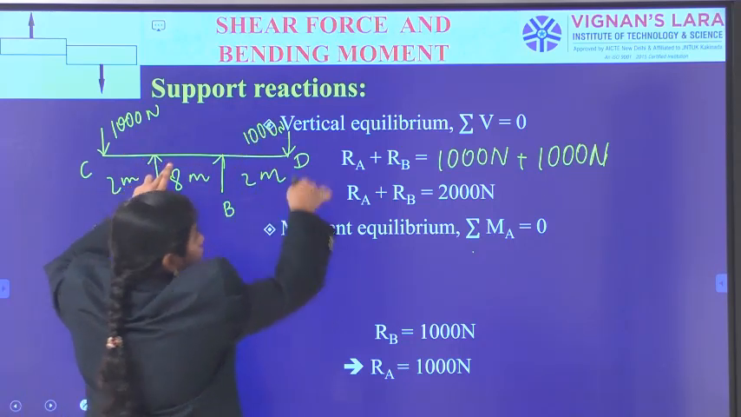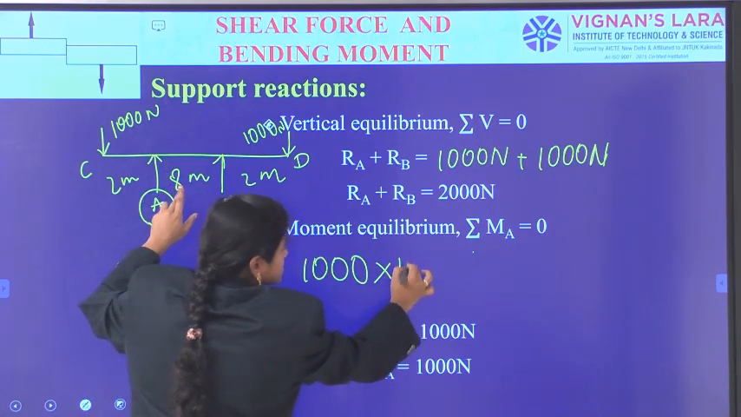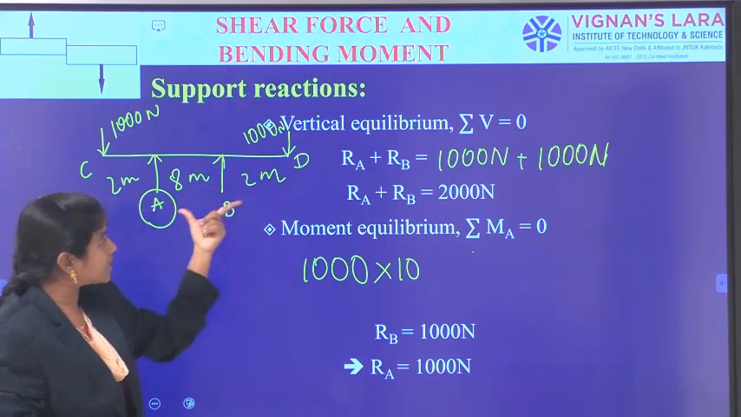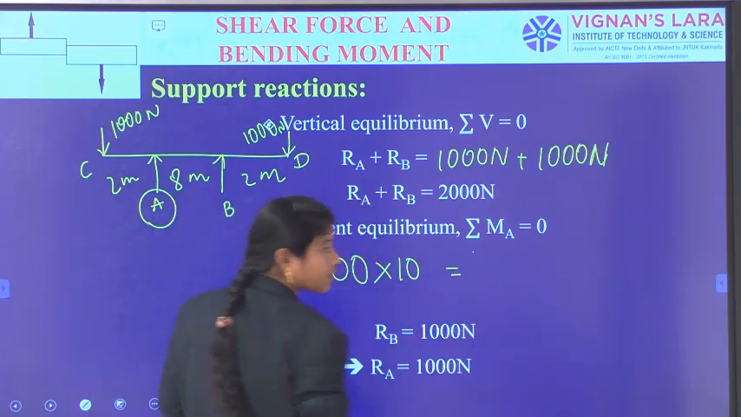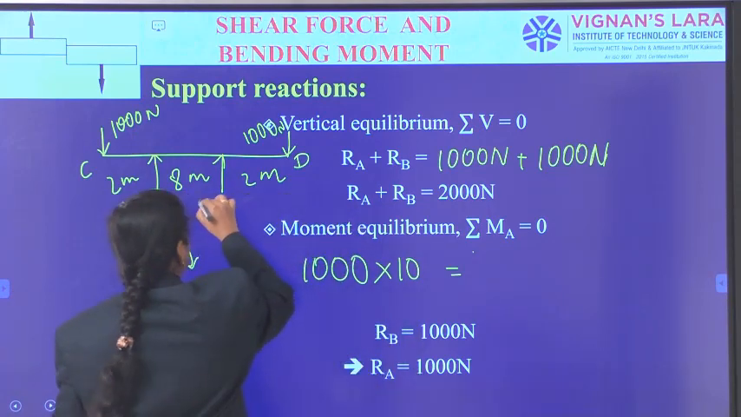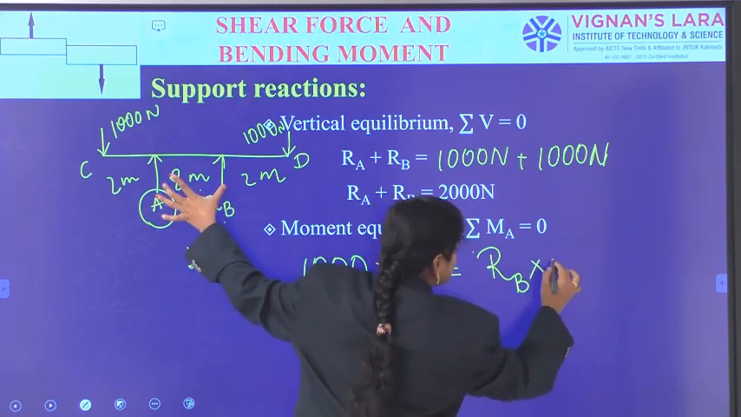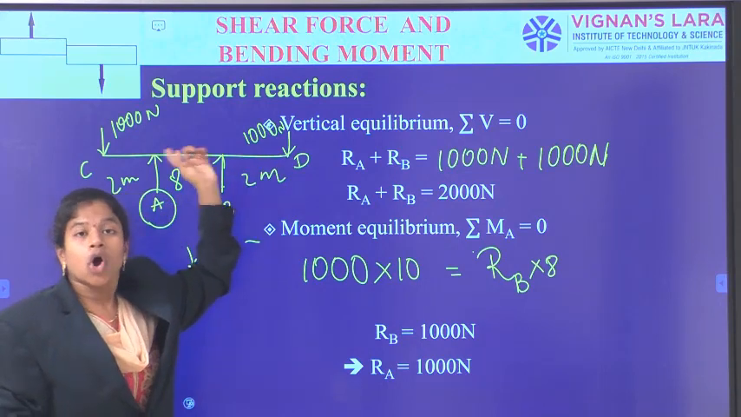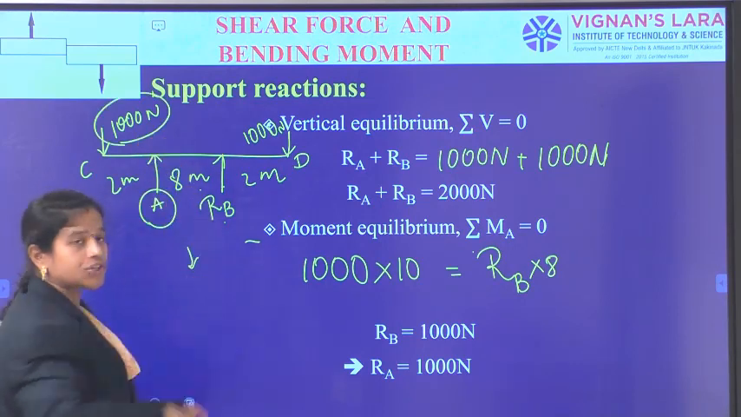So, summation of all the moments about A. Sum of all the clockwise moments, force into the perpendicular distance. I am having 1000 Newtons in the clockwise direction at a distance of 10 meters from A. And sum of all the clockwise moments is equal to summation of all the anti-clockwise moments. In the anti-clockwise direction, I am observing RB, and that is at a distance of 8 meters from A. And also, not only these two, on the structure, I am having one more force. Where is it? This 1000 Newtons.